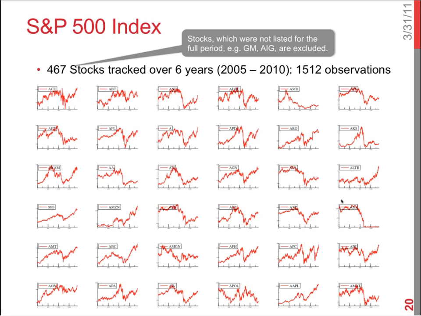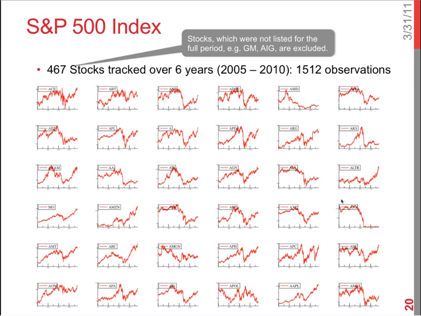Actually, it's a few less than 500 because there were some stocks that weren't traded consistently over this entire time period. For instance, GM and AIG dropped out at some point. We have excluded them, so we have a total of 467 stocks. And over 6 years, that yields us 512 observations. So this now serves as the basis for our further exploration.